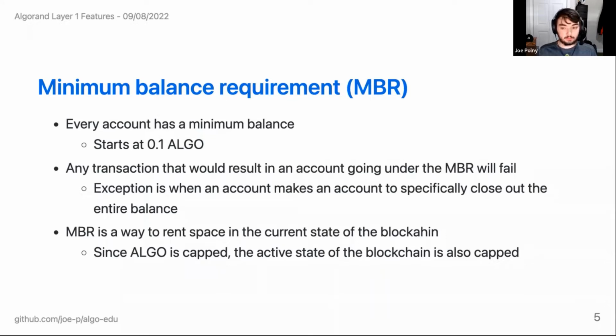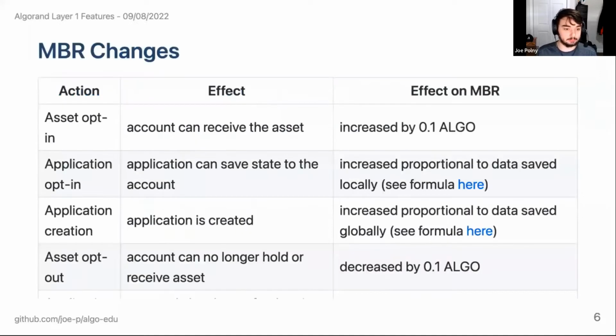So the minimum balance requirement is a way to make sure that minimum is always met by any given account. And the minimum balance requirement is used in a couple of different scenarios, which I'll talk about in the next slide. But this is basically how space is rented on the chain. So anytime you increase the size of the current state of the chain, you need to pay for it with an increase in minimum balance requirement.